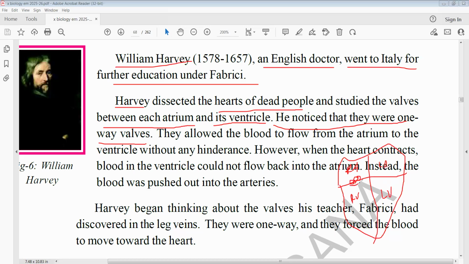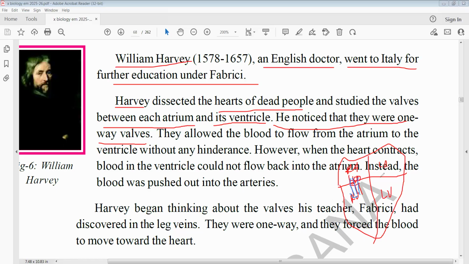Here you can see that three valves are there, the tricuspid valve. The duty of these valves is to allow blood to flow only in one direction. Let us take blue color, because blue indicates deoxygenated blood. The tricuspid valve allows blood to flow only from the right auricle to the right ventricle. He concluded that valves allow only one direction.